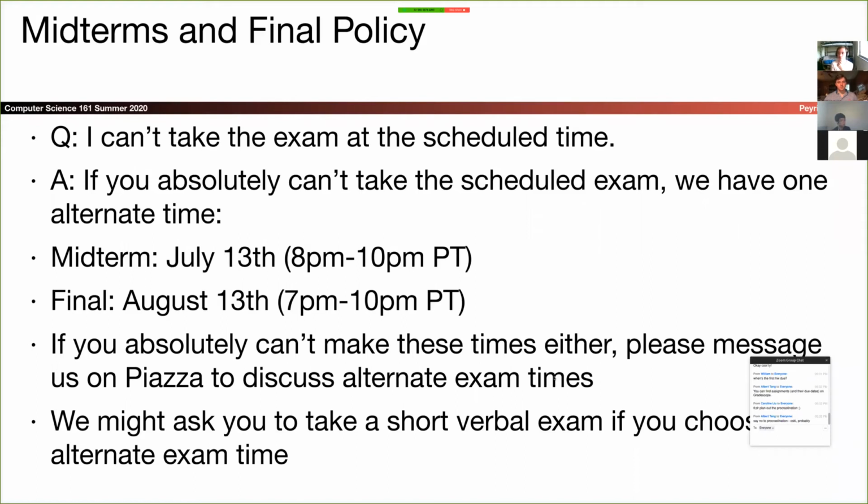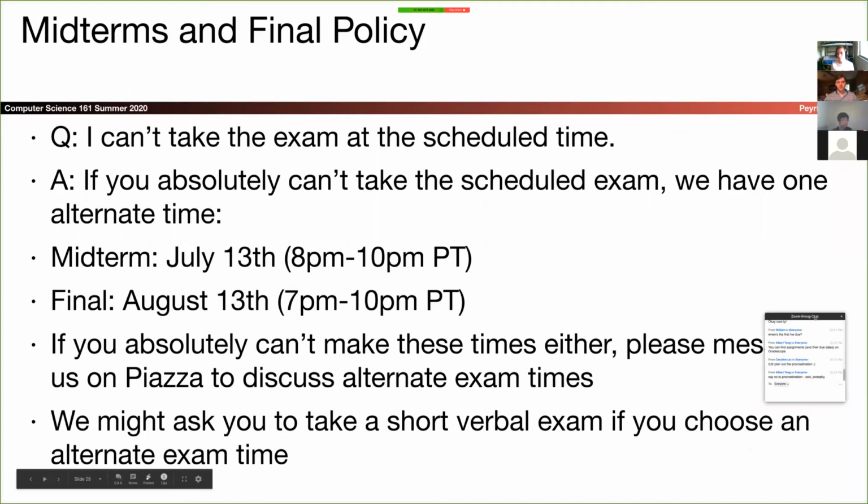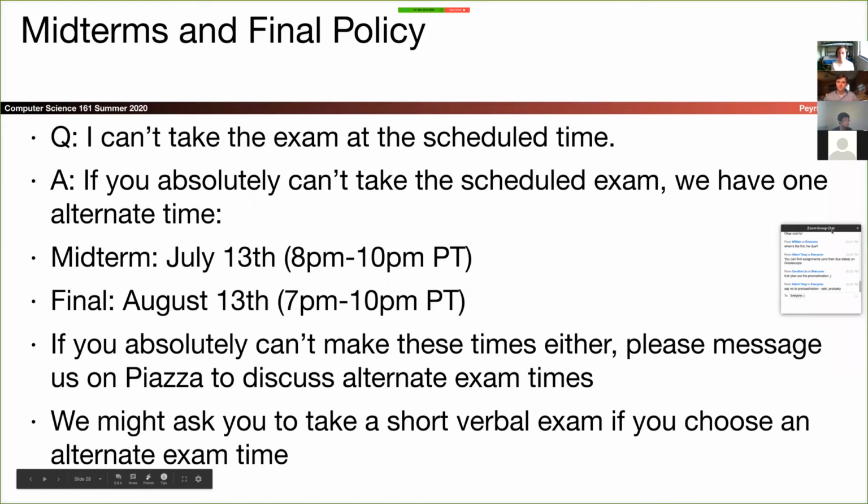What we did was we took everyone's preferences. I took out everyone who could make the 4 p.m. time, and then out of the people who were left, this was the most popular time. And even after removing these two, there were some people who absolutely cannot make either time. So if you fall into that category, you should probably message us on Piazza, and we can discuss an alternate exam time for you.